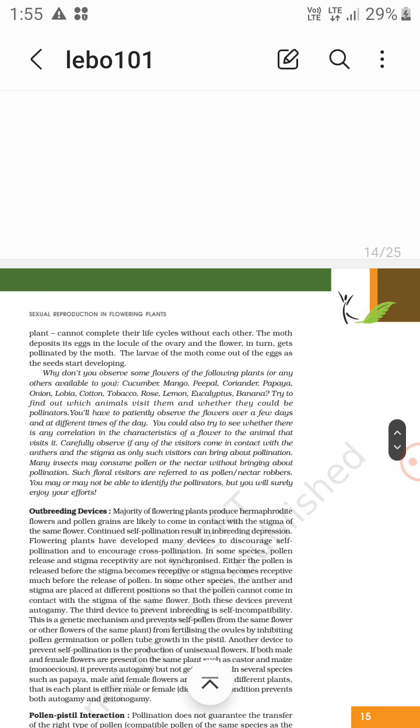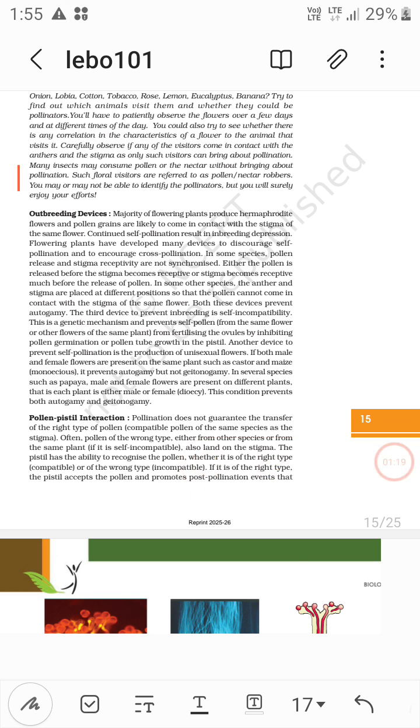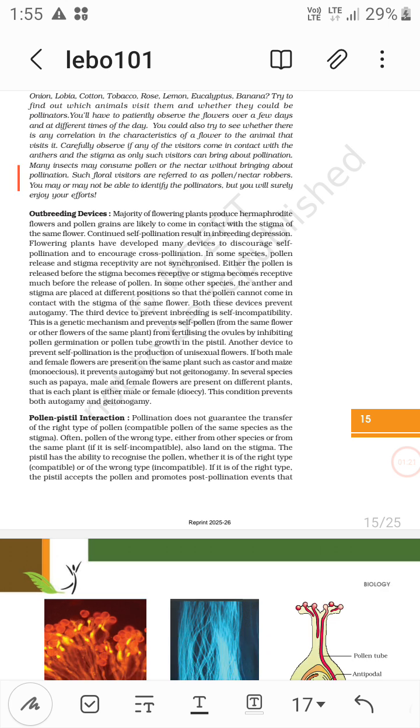So, outbreeding devices. Now, what are the outbreeding devices? The majority of flowering plants produce hermaphrodite flowers, and the pollen grains are likely to come in contact with the stigma of the same flower.